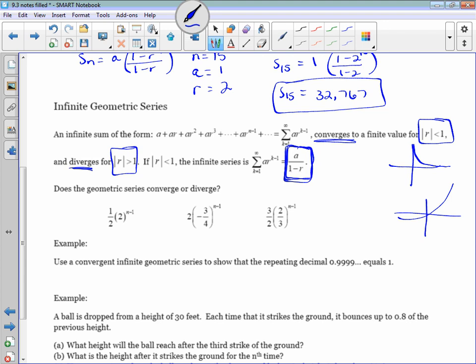All right, so look at these three. I want you to just label them as diverges or converges. So pick those three, look at them, which ones diverge, which ones converge. Remember, we just look at the R to decide if it's divergent or convergent.